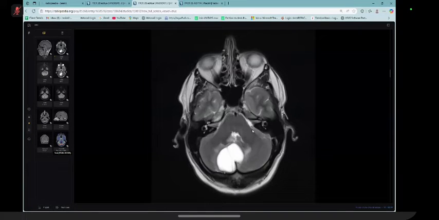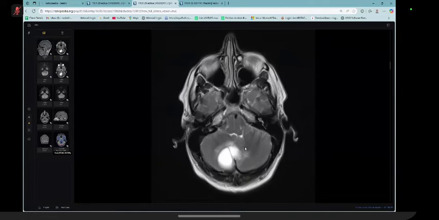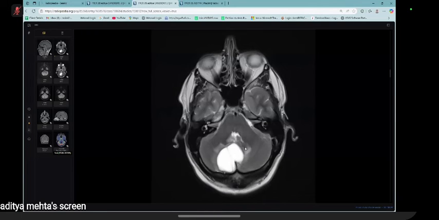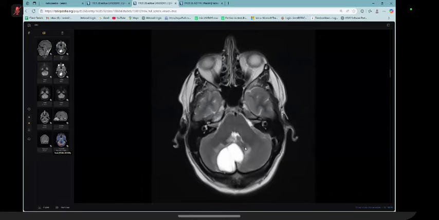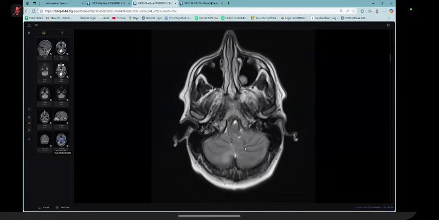This could be some cystic neoplastic lesions, likely hemangioblastoma or pilocytic astrocytoma. Other differentials include cystic metastasis, as this is an intraaxial lesion. If this were extraaxial, then my other differential would be arachnoid or epidermoid cyst.